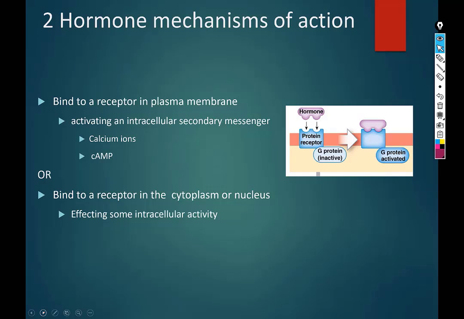Okay, so that was a little bit of a review from last time. That's kind of where we ended. So now we need to talk about hormone mechanisms of action, meaning how do they do their work?